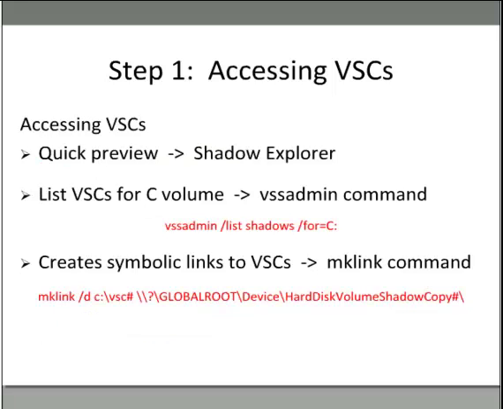So, accessing volume shadow copies. This is pretty much the process that I use. First, I get a quick preview. I quickly see what shadow copies are there, and take a quick peek at the file system. Secondly, I run the VSS admin command so I can get the volume shadow copy number. Once I get the volume shadow copy number, I create symbolic links to each volume shadow copy that I want to examine.